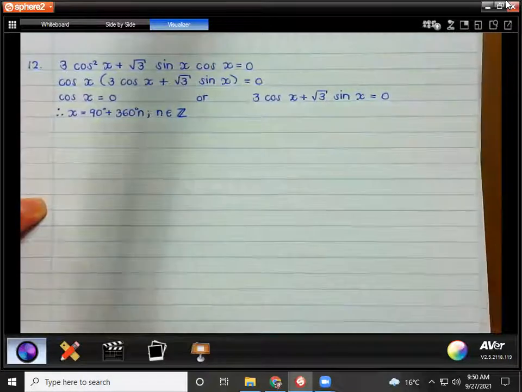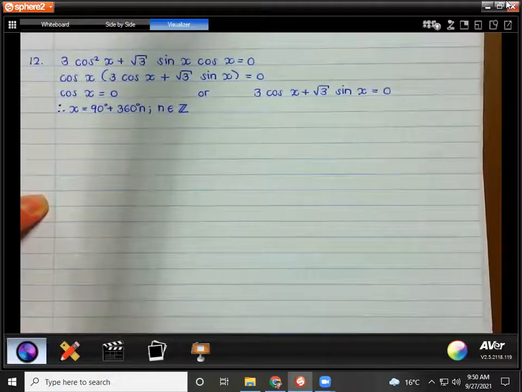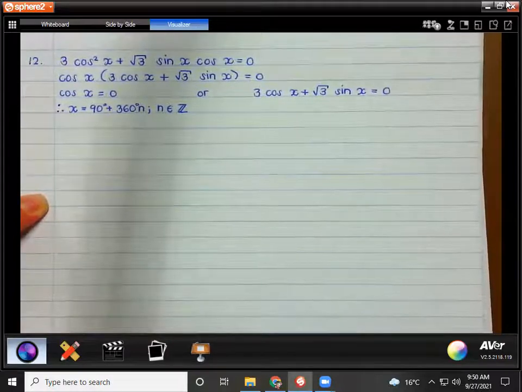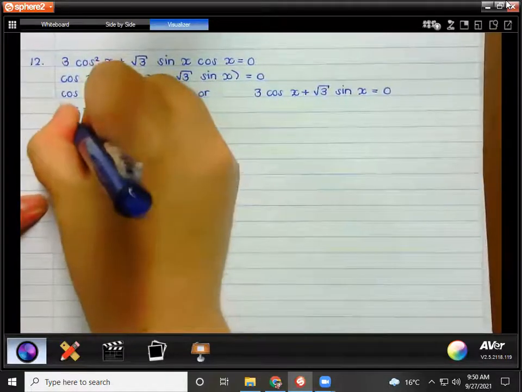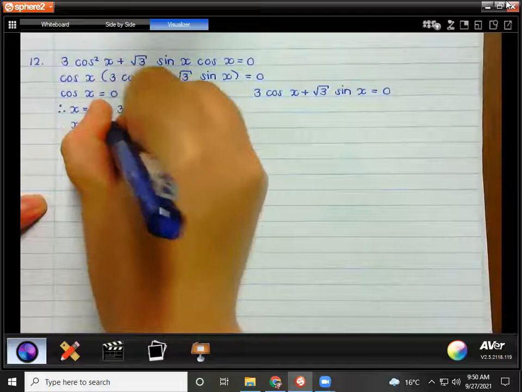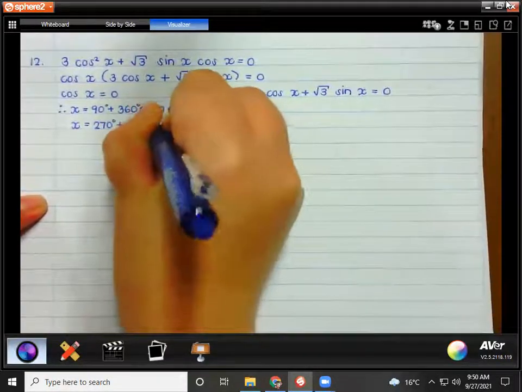But that's just if this was the first one that you were doing. Okay, so don't worry about that. So that's the first time that the graph is equal to 0. Then at 180, it's -1. And then at 270, it goes back up to 0. Okay, so the other one is at 270 plus 360n.